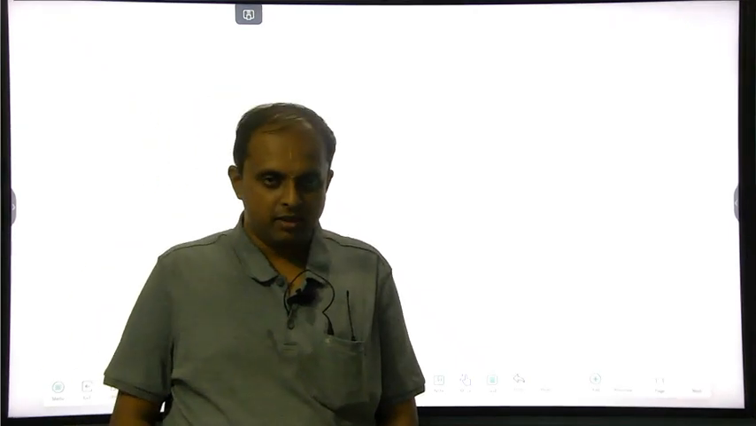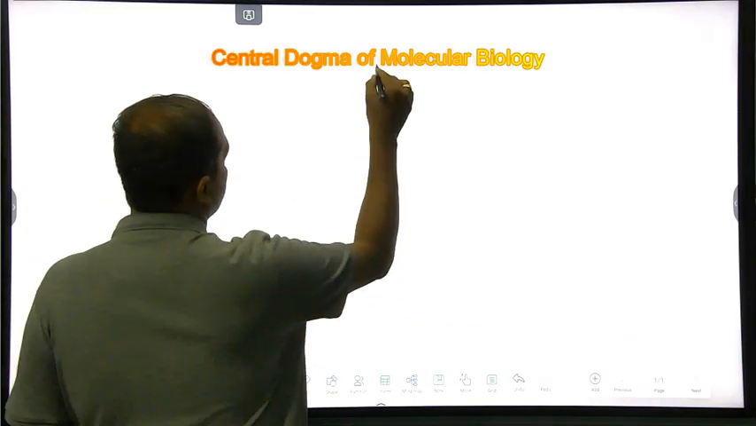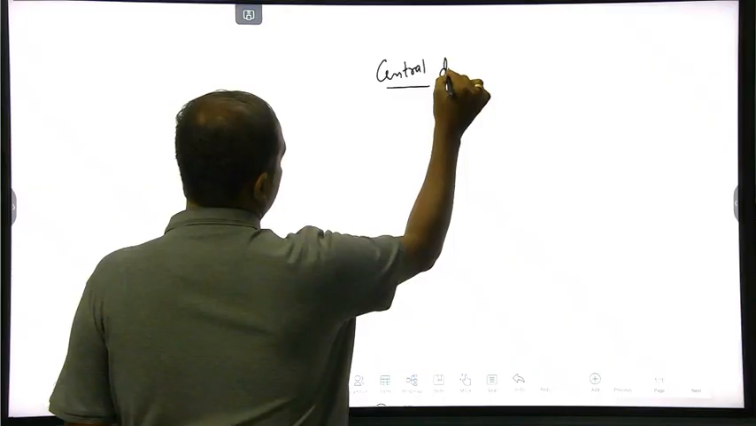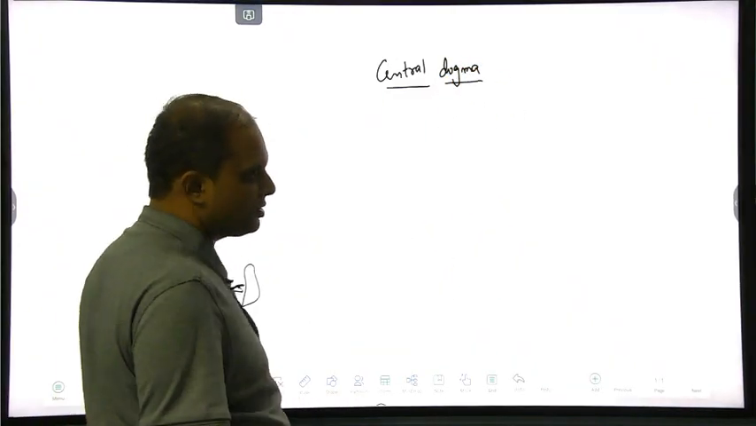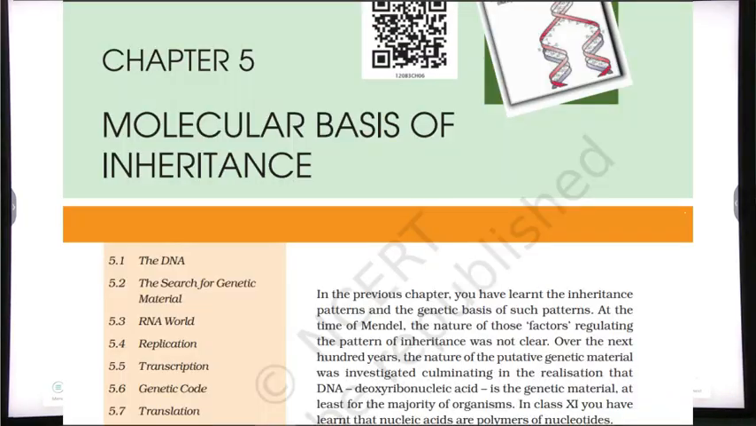Hi friends, today we will be talking about an important, interesting concept called the Central Dogma of molecular biology. This is a concept which is there in the chapter Molecular Basis of Inheritance.